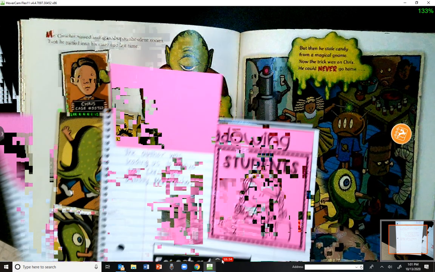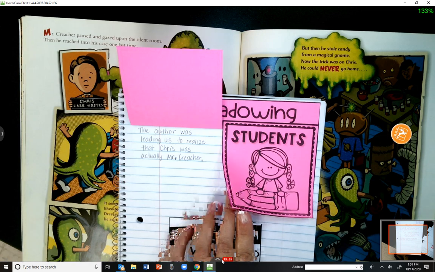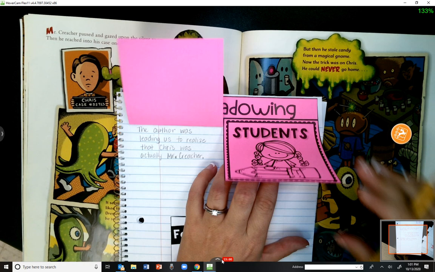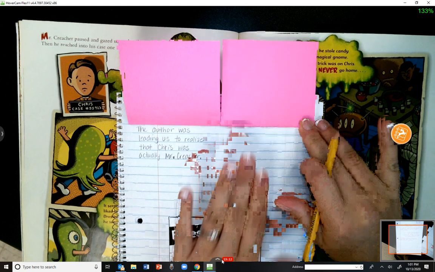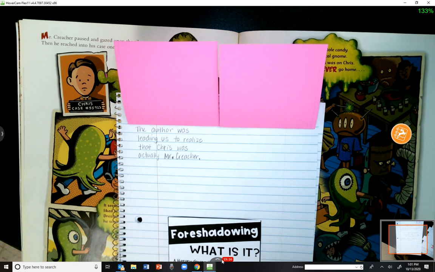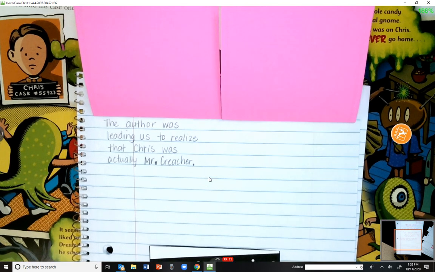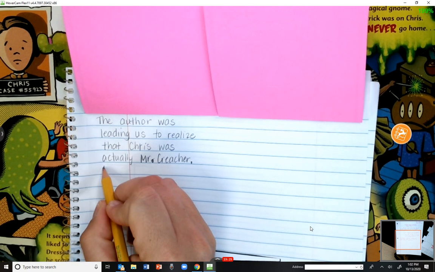Now, what about the students? What did the author start to foreshadow about the students' behavior, maybe? You want me to zoom in on the writing? The author was leading us to realize that Chris was actually Mr. Creature. It was a curse.